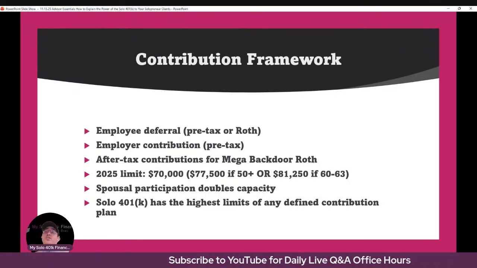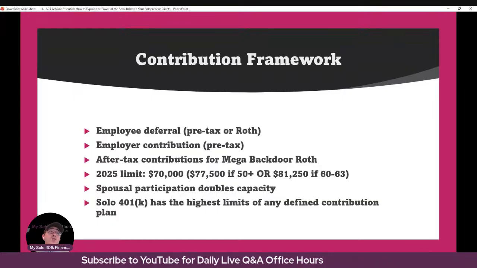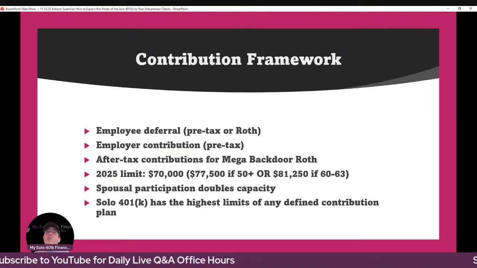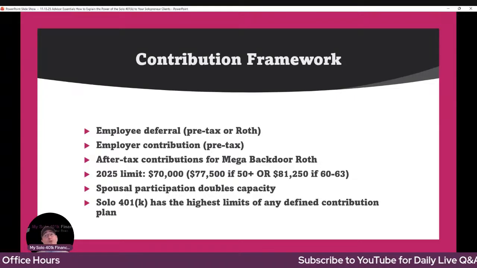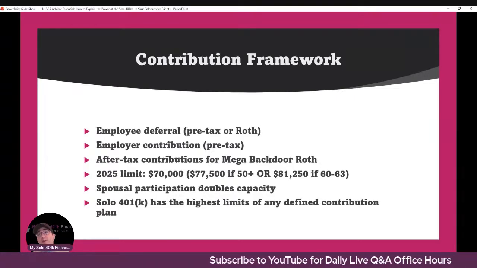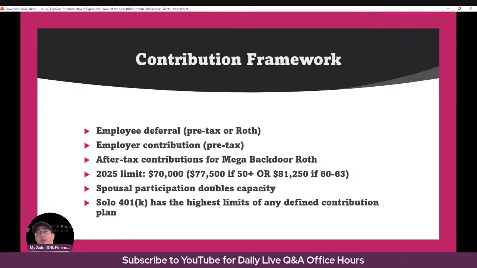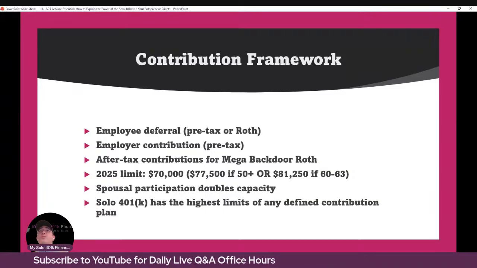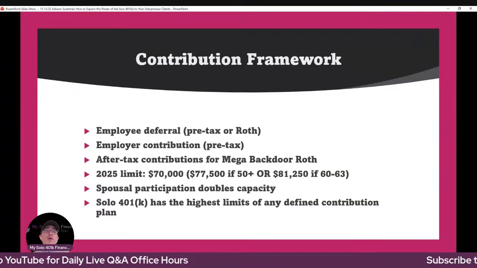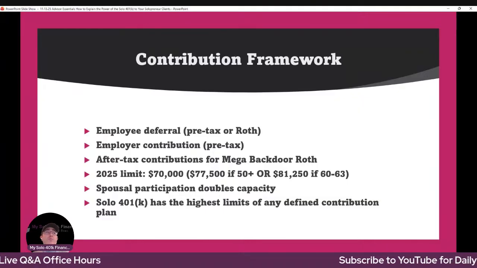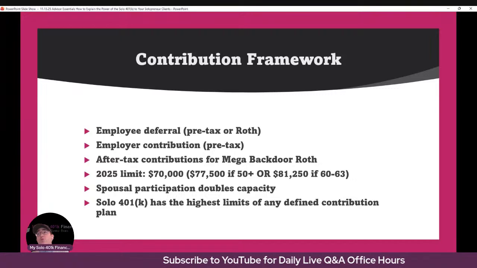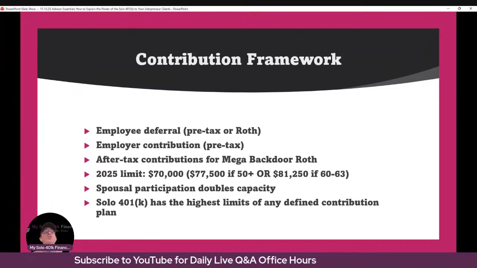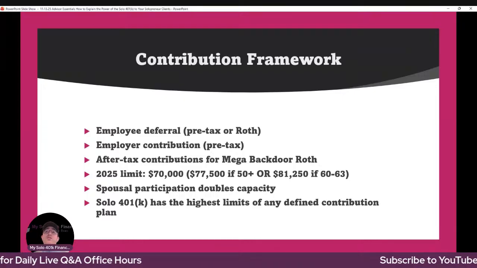If you're age 60 to 63, now you can access the super catch up contribution limits, which could take you up to $81,250. And moreover, if your spouse is working in the business, your spouse can participate in the solo 401k and make contributions based on the spouse's scenario, right? Based on their earned self-employment income, based on the spouse's age, the type of contribution the spouse wants to make, etc. But ultimately, it could open the door to potentially double the contribution capacity because now you have two persons that can make contributions.